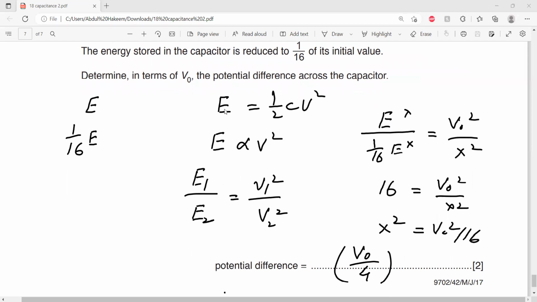Again, formula: E is equal to 1 by 2 C V square. 1 by 2 C is constant. So E is directly proportional to V square. So the ratio E1 over E2 is equal to V1 square over V2 square. Initially the energy stored is E, the remaining energy is 1 by 16 E. Initially the voltage is V0, so V0 square, and the new potential required in terms of V0 is X, so X square. E cancels, it becomes 16 is equal to V0 square over X square. So X square is equal to V0 square over 16. Taking the square root of both, it becomes V0 by 4. So this is the remaining potential in terms of V0.